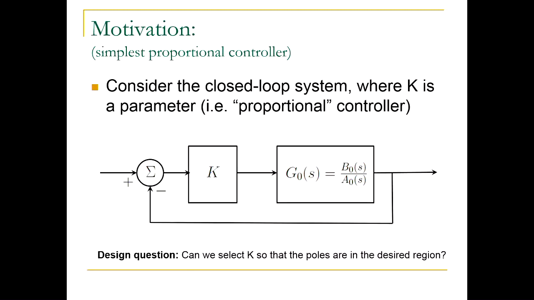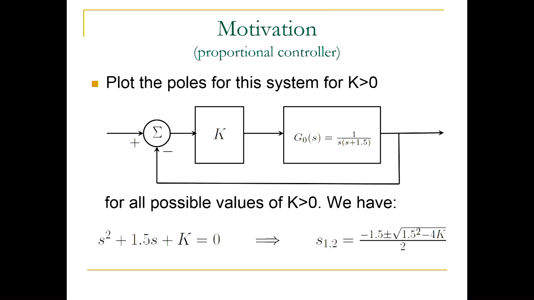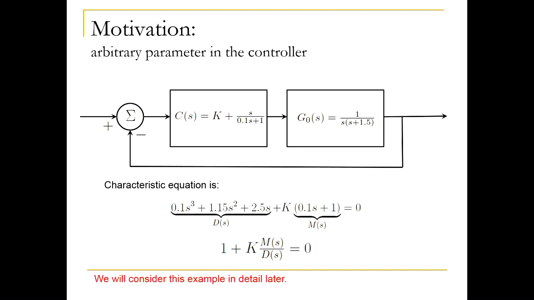Know that before we dealt with this, where B0 and A0 came from G0 directly, but in general, they may not be exactly the numerator and denominator of the plant transfer function. They can be some other polynomials. Which polynomials? That depends on how the controller is parameterized with gain K, right? So in this case, you just get these polynomials. So basically, controller structure doesn't have to be just proportional. It can be something else.